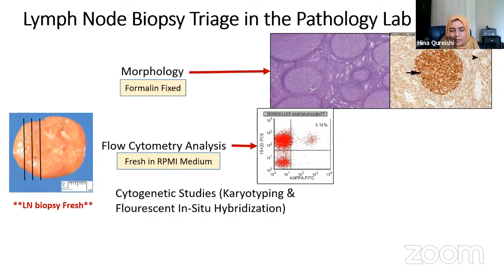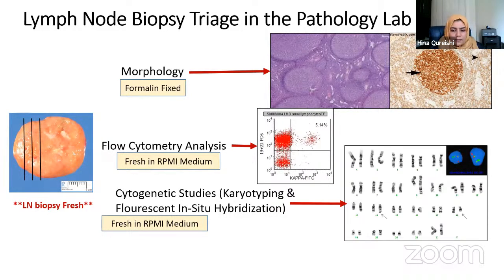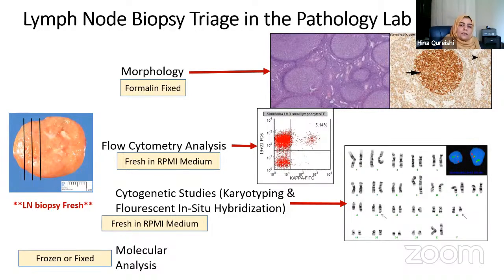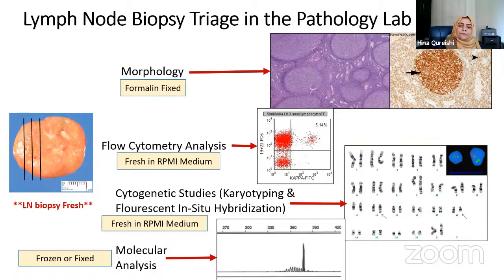Similarly, for cytogenetics and FISH studies, or fluorescent in situ hybridization, the tissue is preserved in RPMI medium before it is fixed in formalin for morphology, and then you get the cytogenetics and karyotyping data. And for molecular analysis, you can do it on fixed tissue, or you can do it on frozen tissue to get your molecular data.